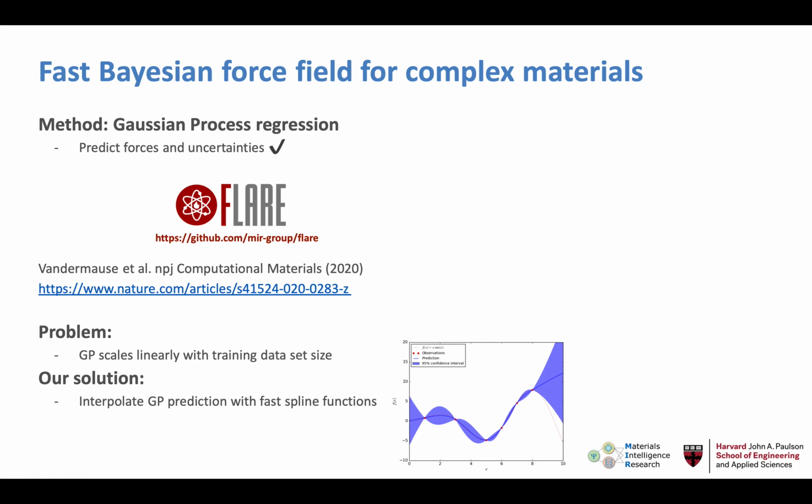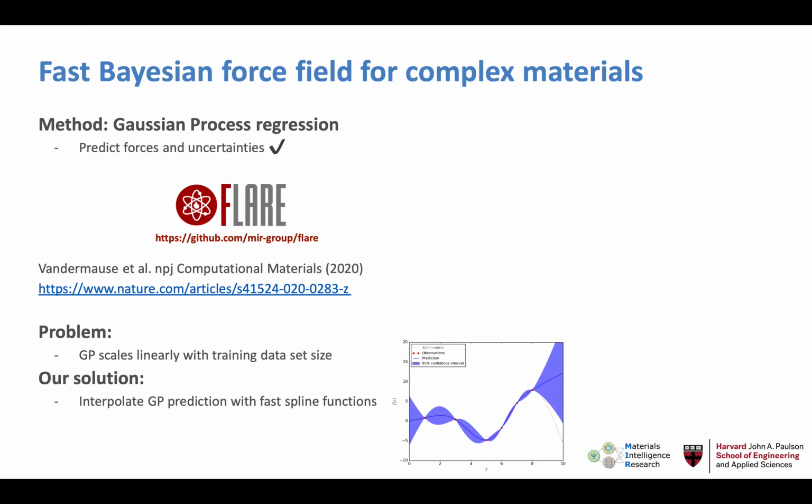We want to note here that to reach a good accuracy, usually a large number of data points are needed, but the computational cost in the prediction of the exact Gaussian process scales linearly with the training set size. This will definitely hinder the capability of the Gaussian process to run large-scale simulations.